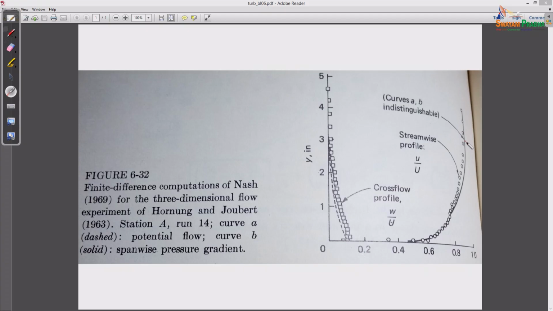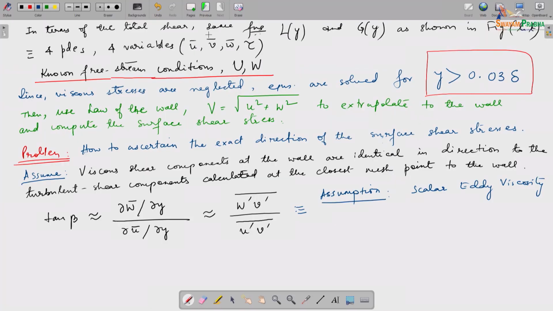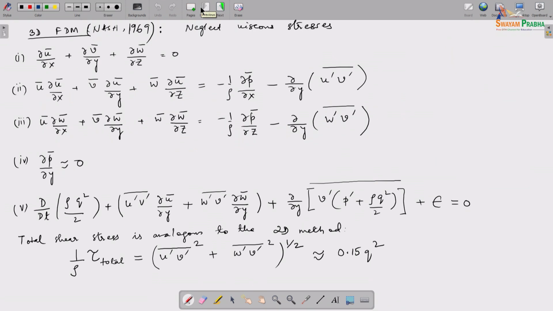So, this is the output of Nash's 3D CFD studies, and he compared that with experiments that were conducted 6 years before him. So, when we do the CFD, we make our analysis, and we again have to assume a few things, but we are able to come up with some solution which does not look too bad.